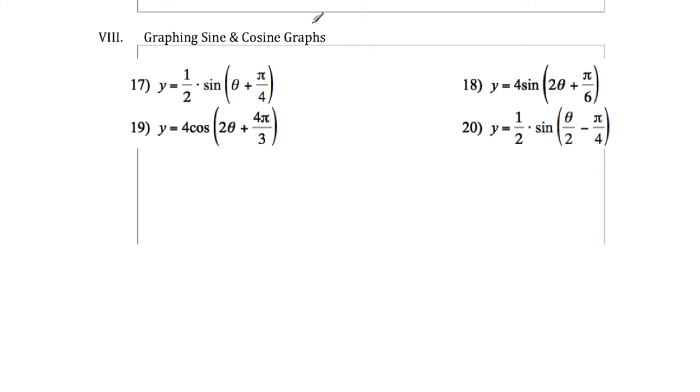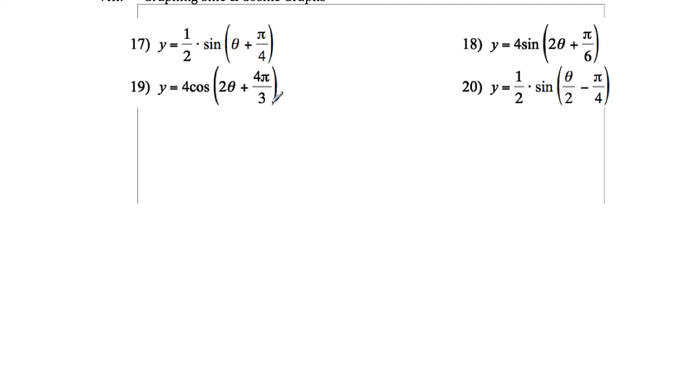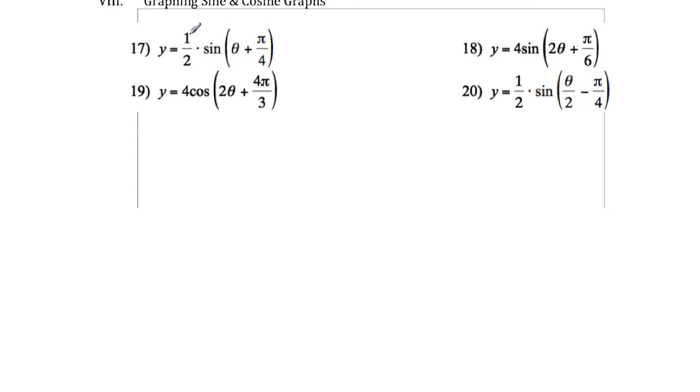Okay, so number 17. First off, the amplitude is 1/2, and the period is 2 pi, because the b value is 1. So I'm going to start with 0, pi over 2, pi, 3 pi over 2, and 2 pi. And from all of these, I'm going to do the opposite of what's in there. So I'm going to subtract pi over 4 from all of these values.